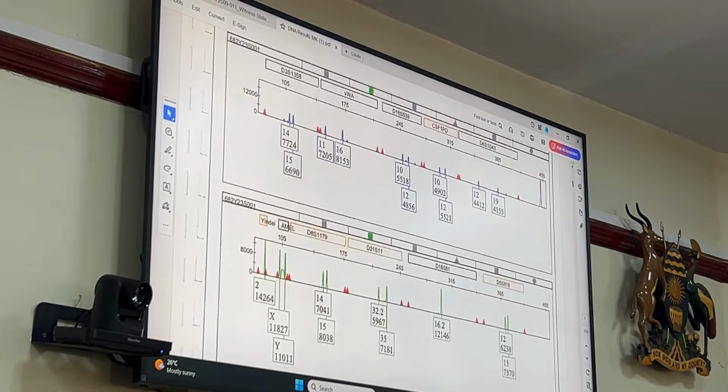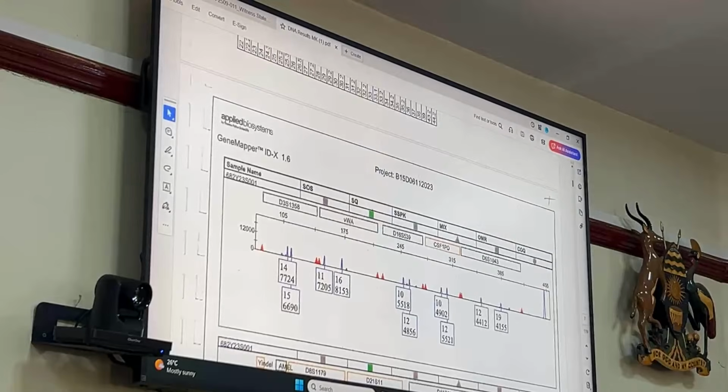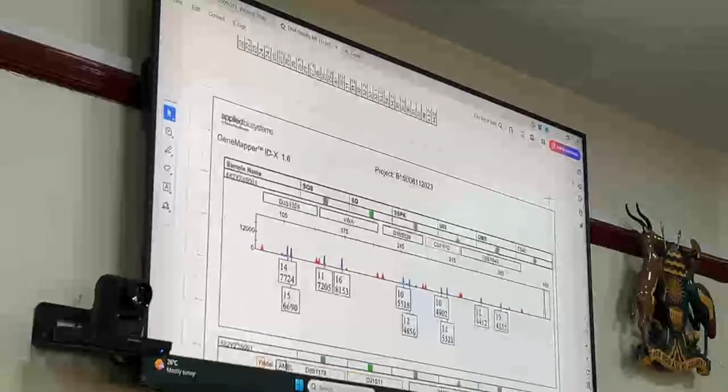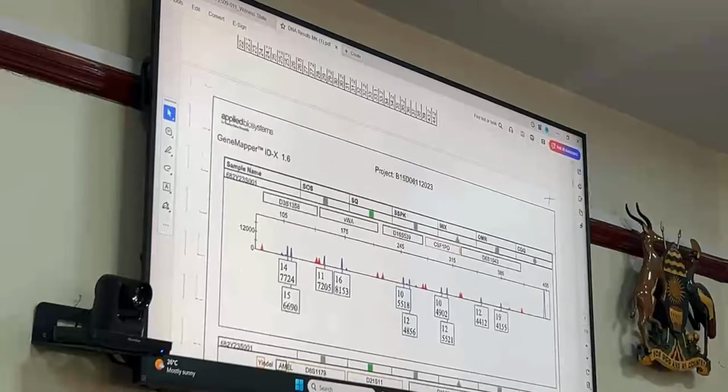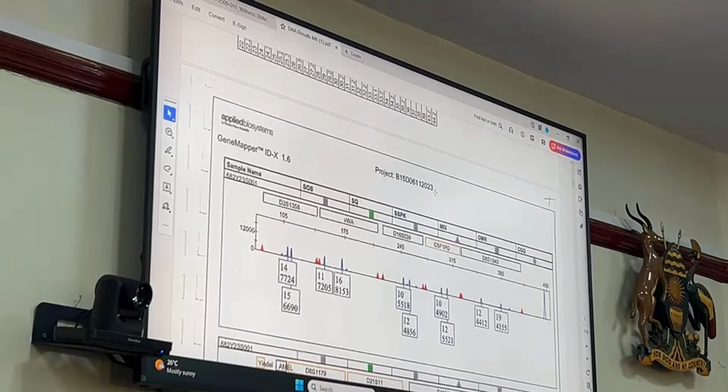So from sample one, each EPG is printed, and you're looking at where it says project. So it's B15D06112023. That represents the date 6th November 2023. How the individual labs give titles to individual projects is entirely up to them, as long as it's unique and the project is identifiable.